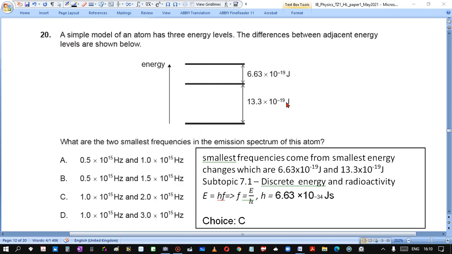So we calculate frequencies using formula from subtopic 7.1, energy of photon. So we rewrite formula for frequency and we calculate and we get choice C.